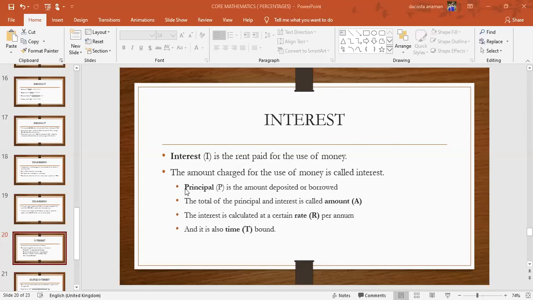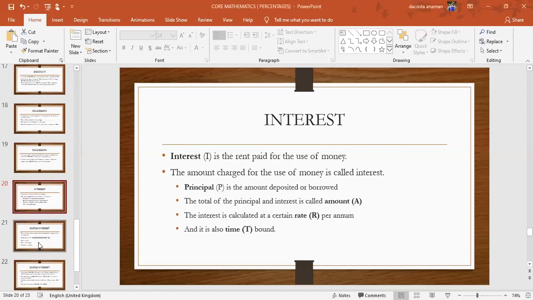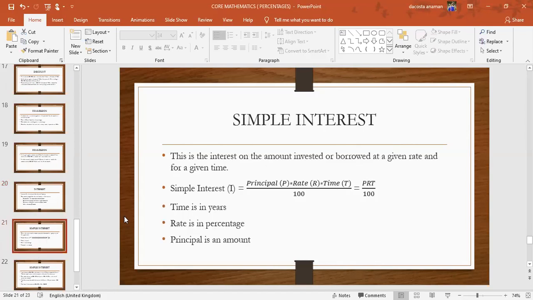Now the amount charged for the use of money is what we call the interest. Principal is the amount deposited or borrowed. The total of the principal and the interest is called the amount. So these are some terminologies that you need to know. The interest is calculated at a certain rate per annum, and it is also time bound. So take note of these: I, P, A, R, and T. I know you know them already from your JHS classes, and some of you have done it in class too.